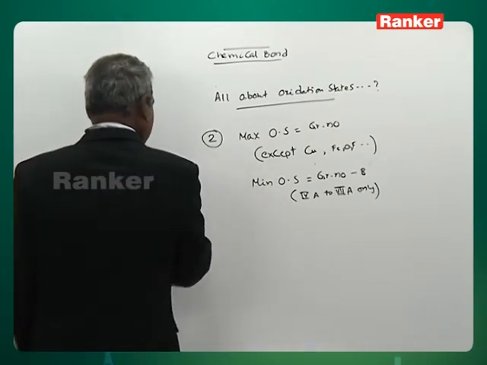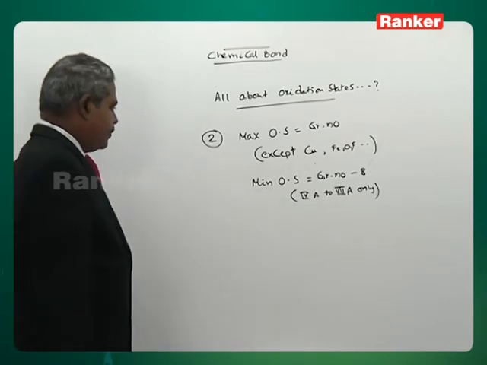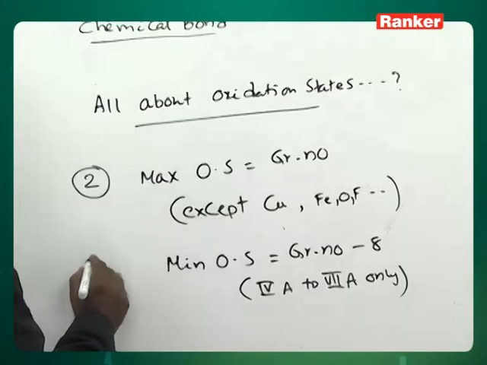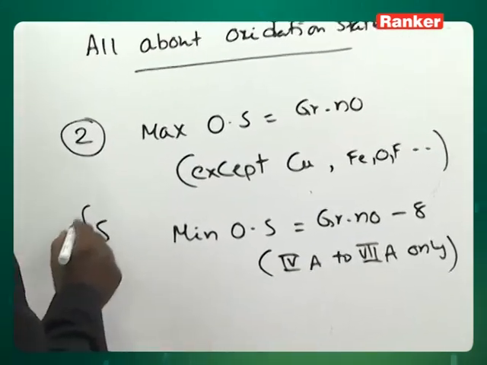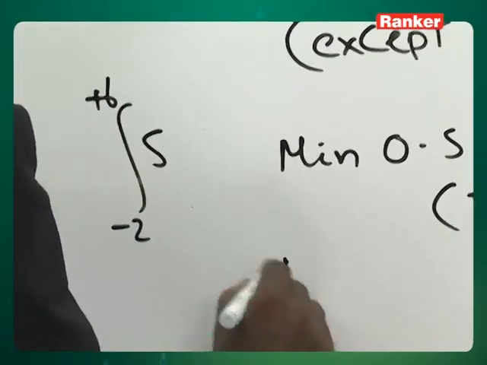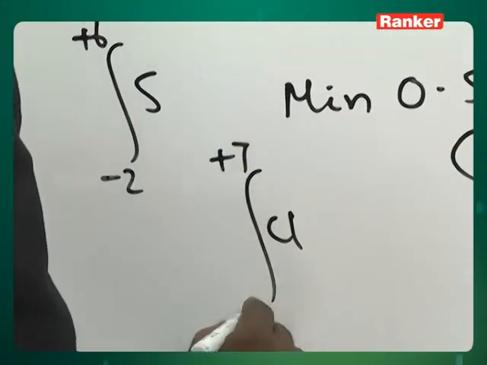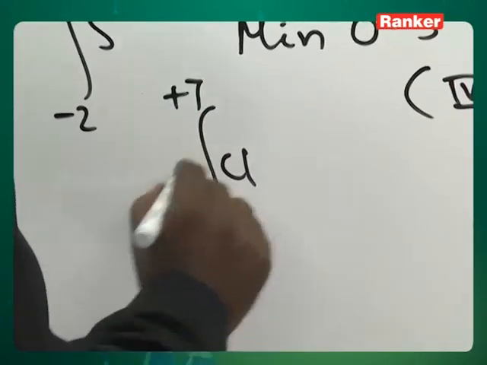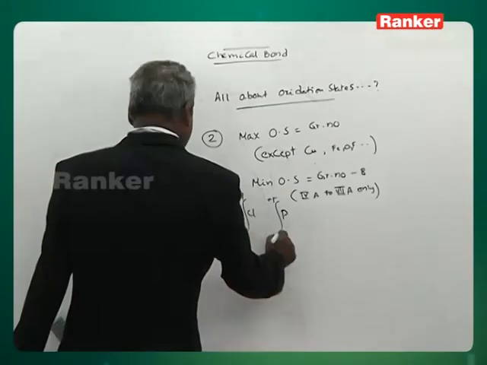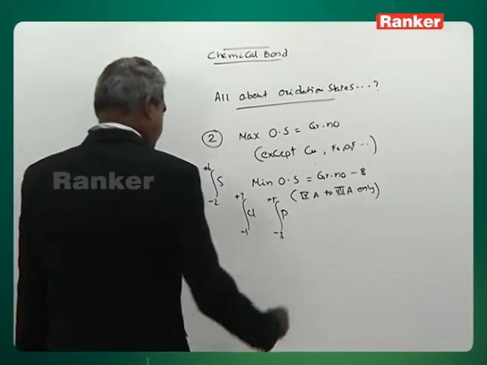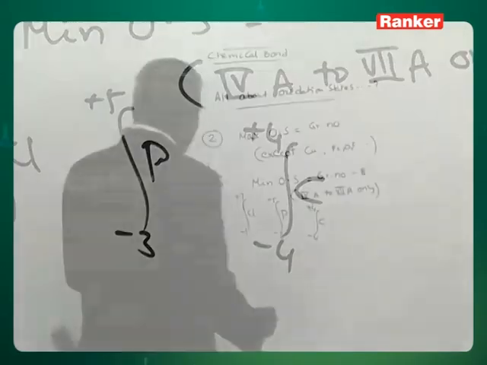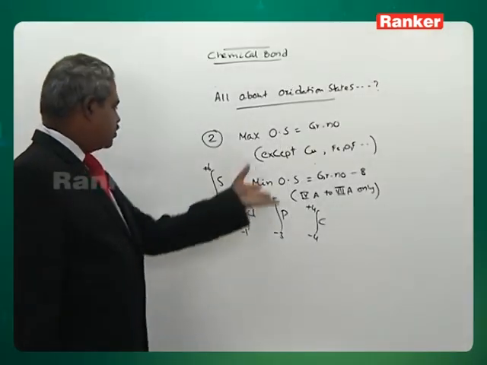So, maximum oxidation state is equal to group number, minimum oxidation state is equal to group number minus 8. Sulfur, what is the maximum? 6th group, plus 6, minimum 6 minus 8, minus 2. Chlorine, 7th group, maximum plus 7, minimum 7 minus 8, minus 1. Phosphorus, maximum plus 5, minimum 5 minus 8, minus 3. Carbon, 4th group, maximum plus 4, minimum minus 4. So all these elements can exhibit any oxidation state.